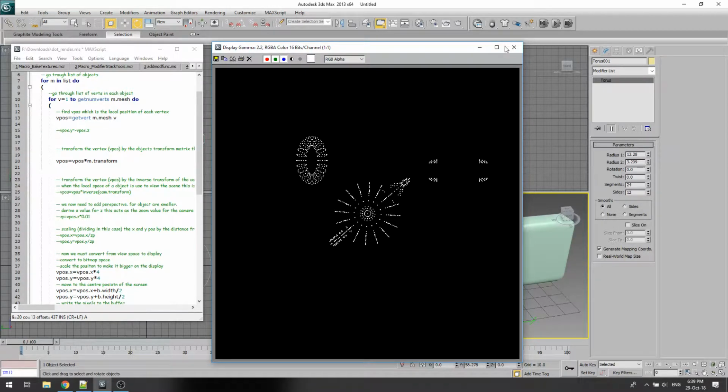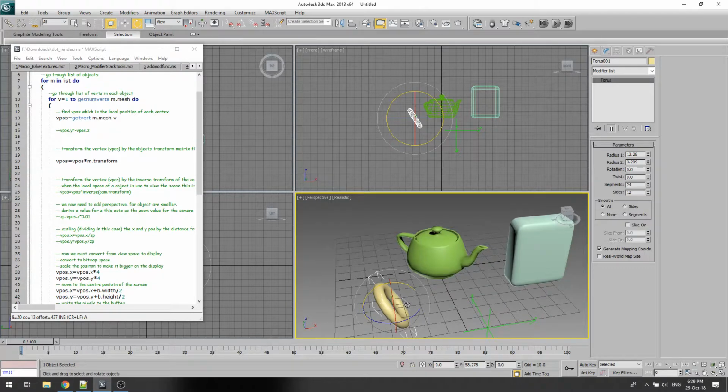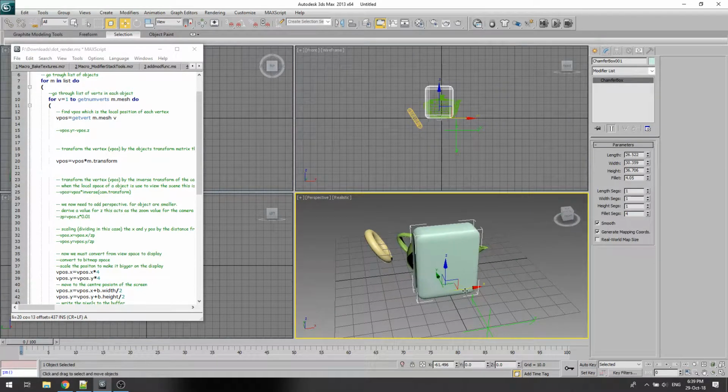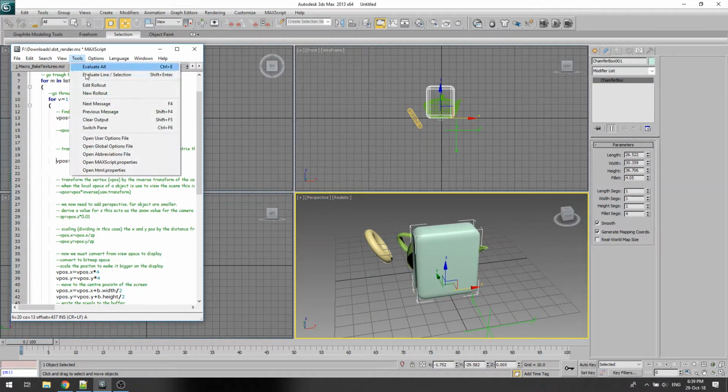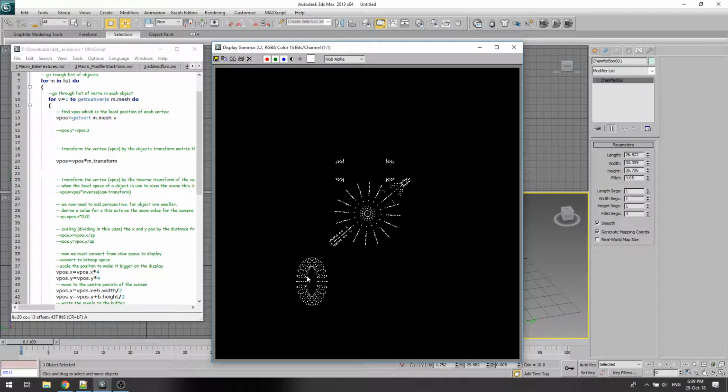So let's just move them around a bit as well. Let's move this to the other end. Let's move this over here. Again, you can see that the torus and the chamfered box have moved. So the transform allows us to take vertices which are in local space and transform them into world space. And that's what the object's transform does.